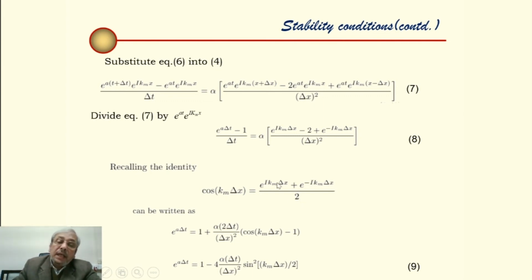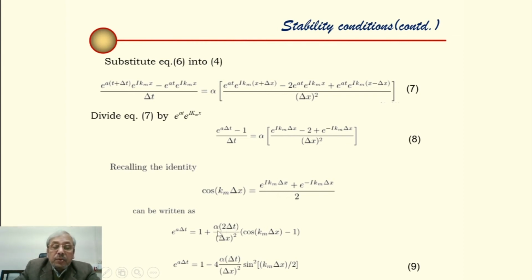So e to the power I km delta x plus e to the power minus I km delta x, by 2, is cos km delta x. If we substitute this as cos km delta x here, we will get, on the numerator, basically twice cos km delta x minus 2.